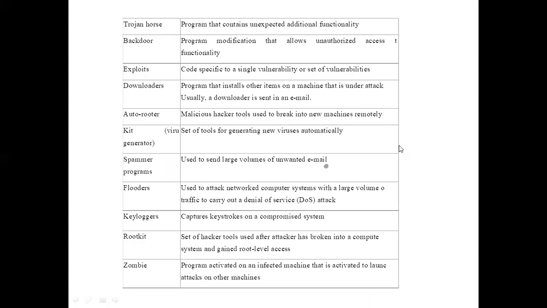Then keyloggers is nothing but it will capture your keystrokes. It's a program coded to capture the keystrokes. Then rootkit is another hacker tool. From the administrator level, it will try to access your system. Then zombie is a program that, from one machine, will attack the other machine.